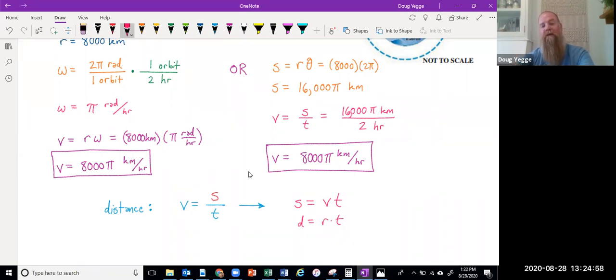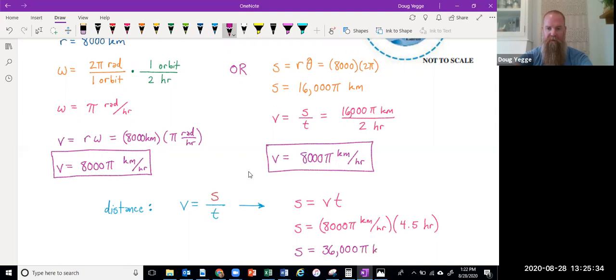So if I want to find the distance traveled in a circular orbit, I just need to take my V, which is 8,000 pi kilometers per hour, times the number of hours that I'm traveling, which is 4.5 hours. And notice that that's canceling my hours, which gives me that my distance traveled is going to be 36,000 pi kilometers.